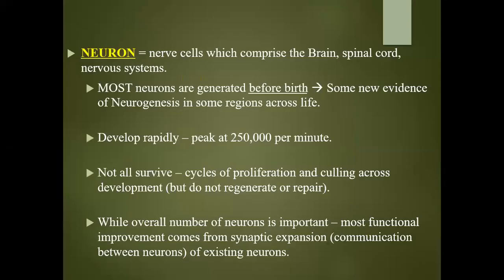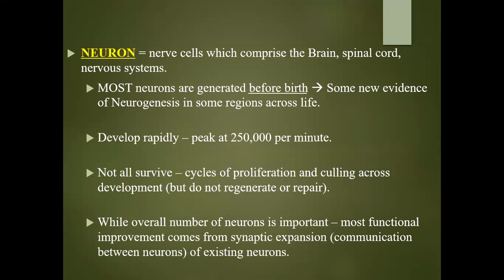Okay, so some basic stuff to get us started. There's only one sort of factual thing, and that's really our definition here up front. The neuron is just a specialized kind of nerve cell, but these are the nerve cells which comprise the brain, the spinal cord, and the nervous systems. Again, all of the nervous systems that are there.